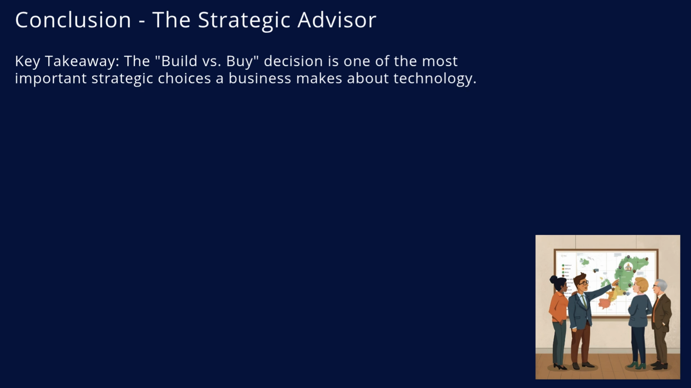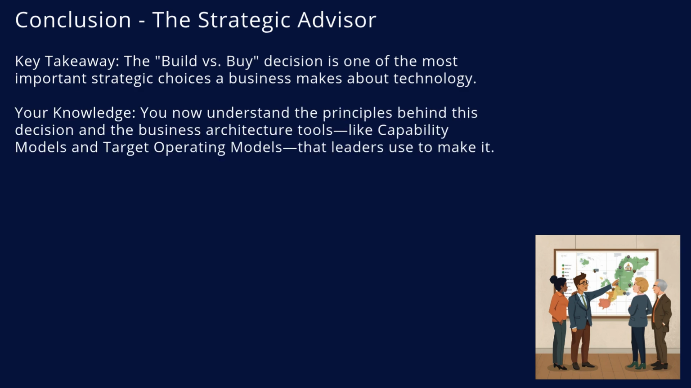Let's bring it all together. The decision to build a custom solution or buy an existing one is a fundamental strategic choice with long-lasting consequences. You now understand the core principles that guide this decision. You have been introduced to the professional tools of business architecture, like capability models and target operating models, that leaders use to bring clarity to this complex choice.